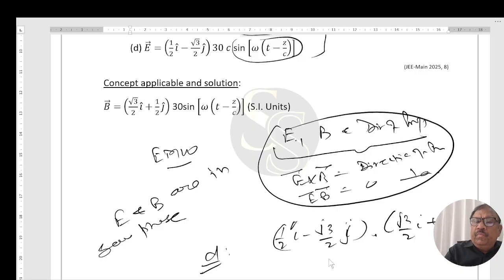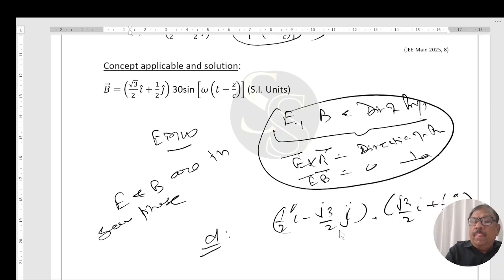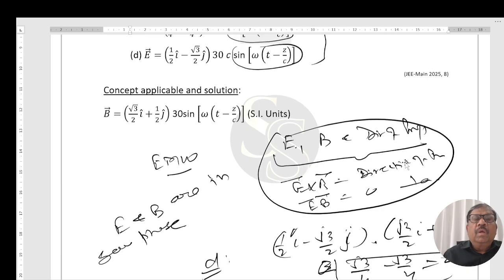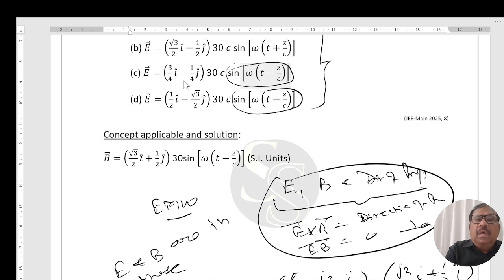So this comes out to be 1/2 i minus root 3/2 j and another is root 3/2 i plus 1/2 j. So this comes out to be root 3/4 minus root 3/4. This is 0, which means E and B are perpendicular. In this other case, it will not come to 0; it comes out to 3 root 3/4, so the answer will not be 0.